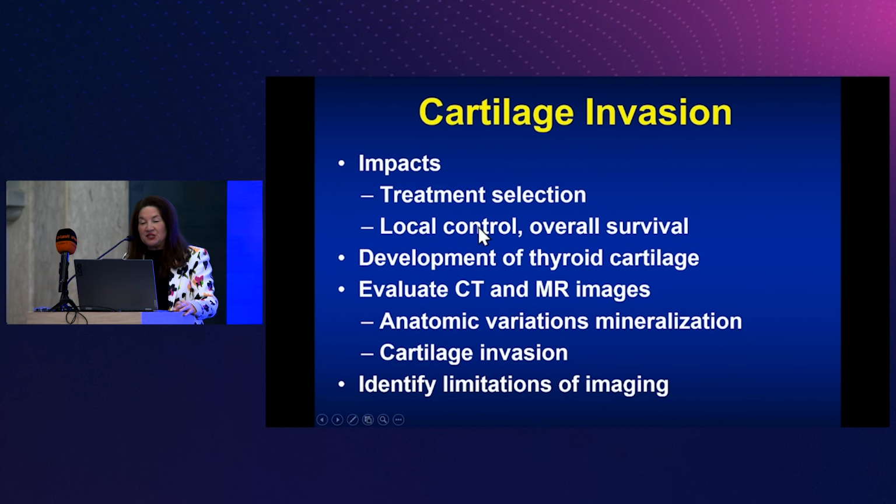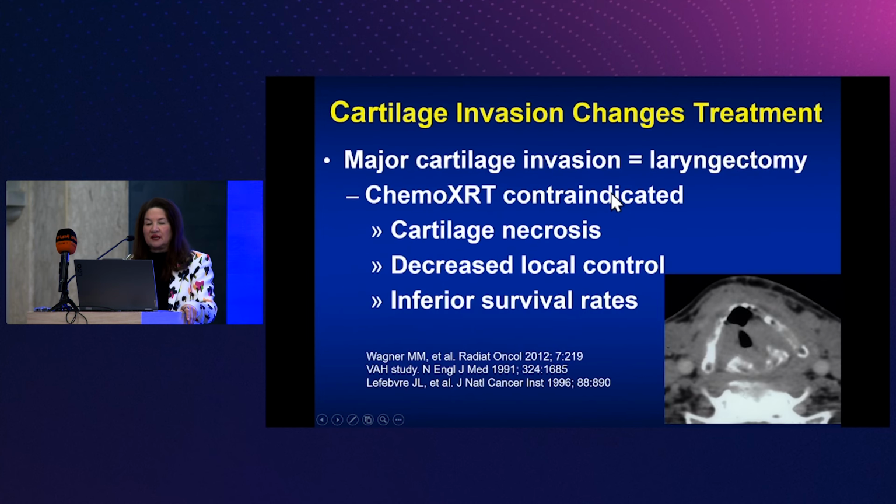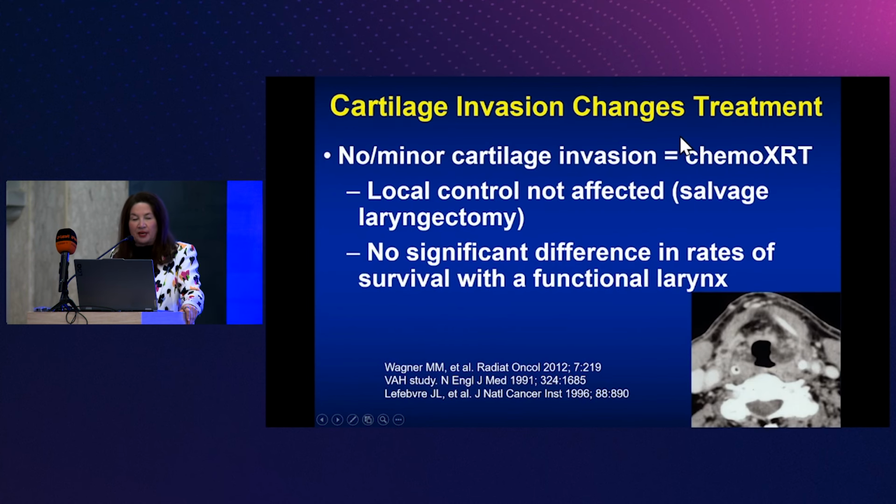We're going to look at the development of the thyroid cartilage, and then we're going to look at CT and MRI for anatomic variations, and we're going to look at the limitations of imaging. So major cartilage invasion means the patient is going to have a laryngectomy. Chemotherapy is contraindicated because you may get necrosis of the cartilage. Here's an example of early necrosis, air in soft tissues where it doesn't belong. This is radiation necrosis. And you have decreased local control and inferior survival rates if you treat a tumor with major cartilage invasion with radiation when surgery is the appropriate management.